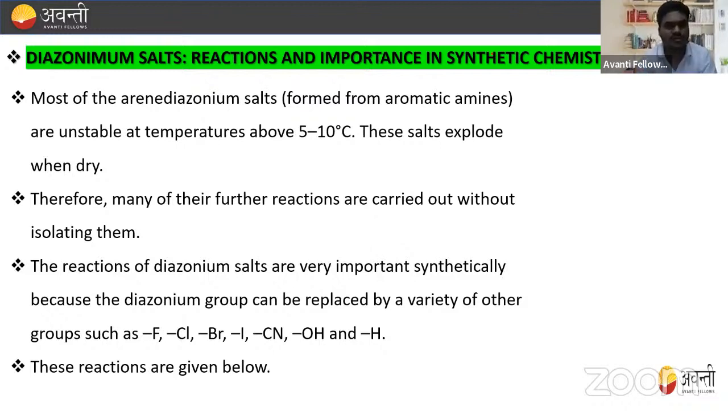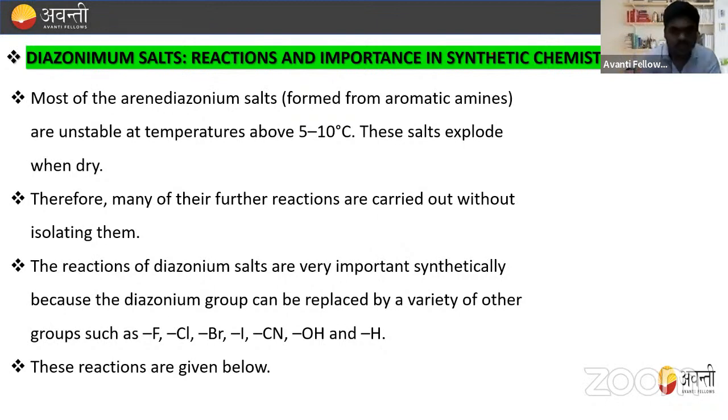Most of the arene diazonium salts formed from aromatic amines are unstable at a temperature above 5 to 10 degrees Celsius. These salts explode when they dry. So an important note here: they are always stored below this temperature. Therefore, many of their further reactions are carried out without isolating them.